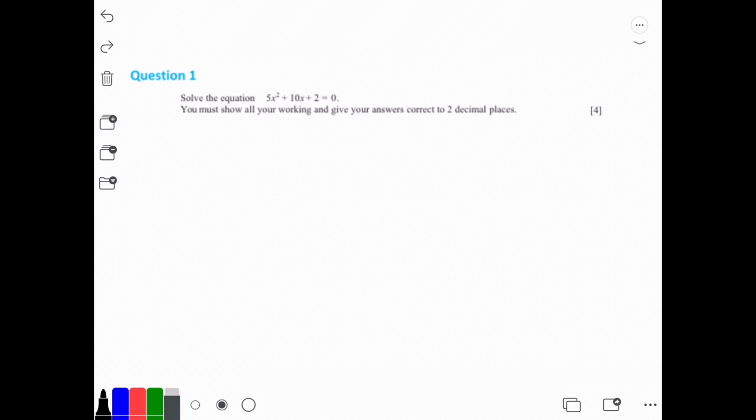Question 1. Solve the equation 5x squared plus 10x plus 2 is equal to 0. You must show all your work and give your answers correct to 2 decimal places.